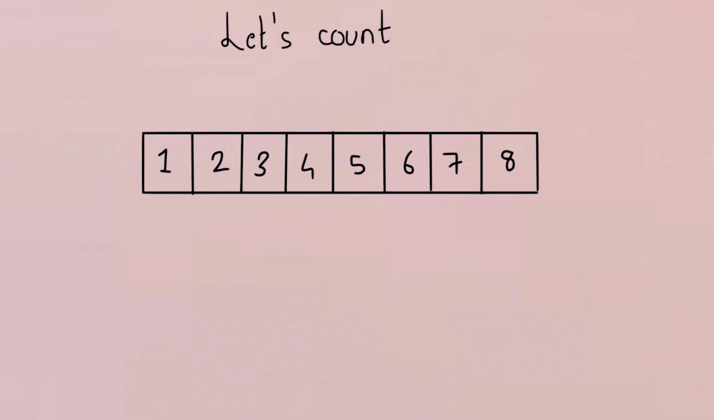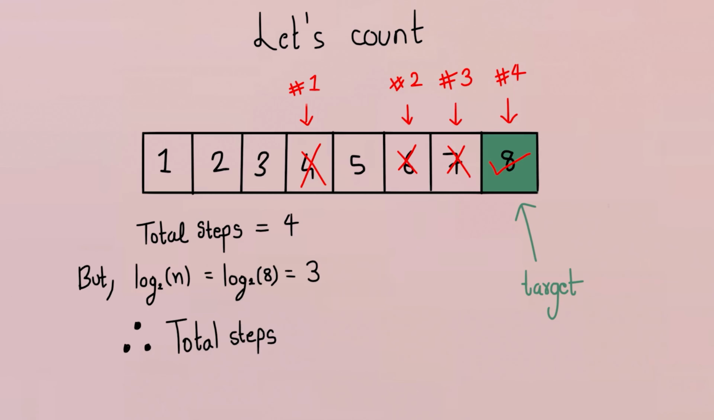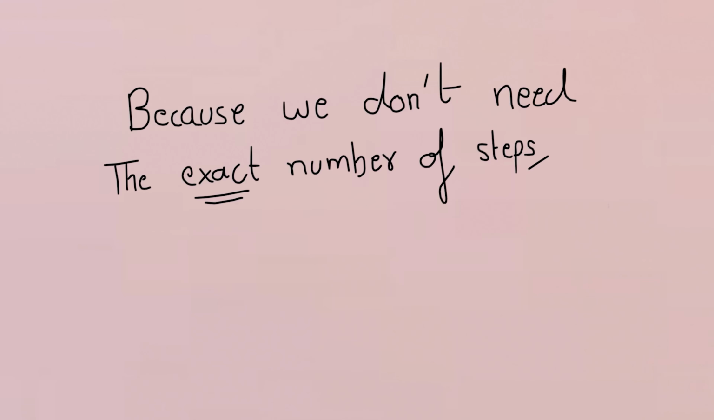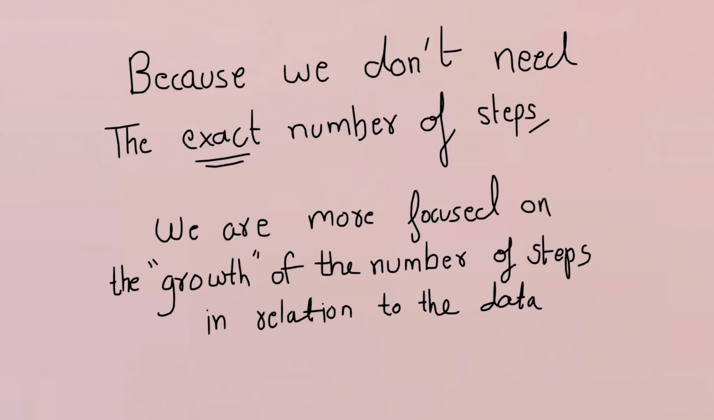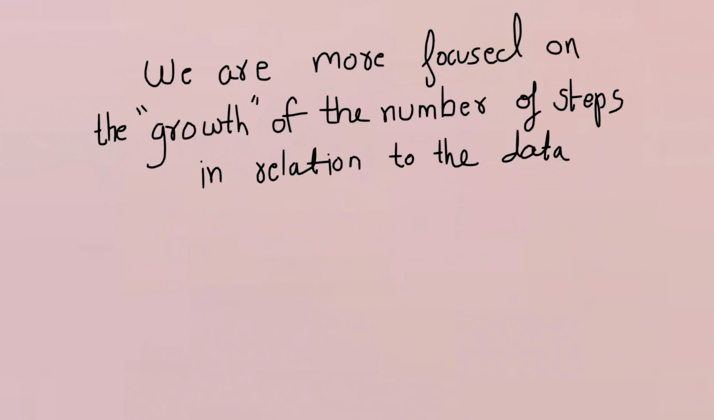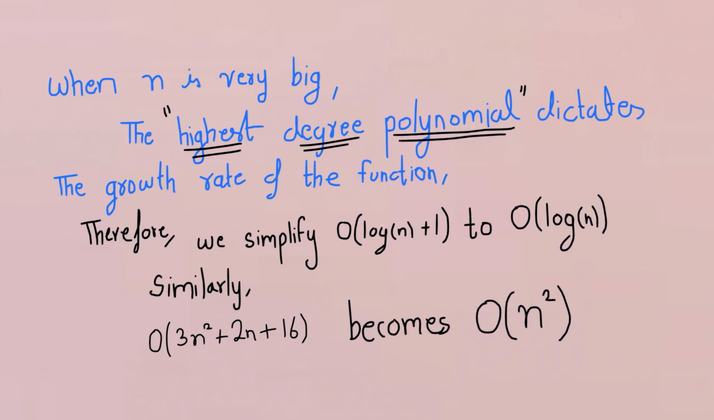Some of you might have noticed that there was a slight mistake. If someone actually sat down and counted how many steps it took, Sam actually needs log of n plus 1 steps in the worst case scenario. But then why did we write O of log n and not O of log n plus 1? Because again, that is the main point. We are not calculating the exact number of steps the algorithm would need. We are actually just measuring the growth of the number of steps in relation to the size of the data. And when we take into consideration very, very large data sets, that plus one does not even amount to anything. So that's why we can just ignore that.